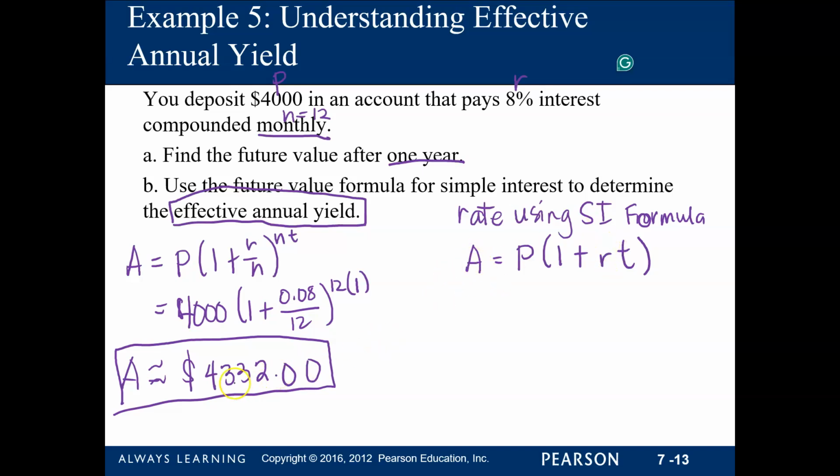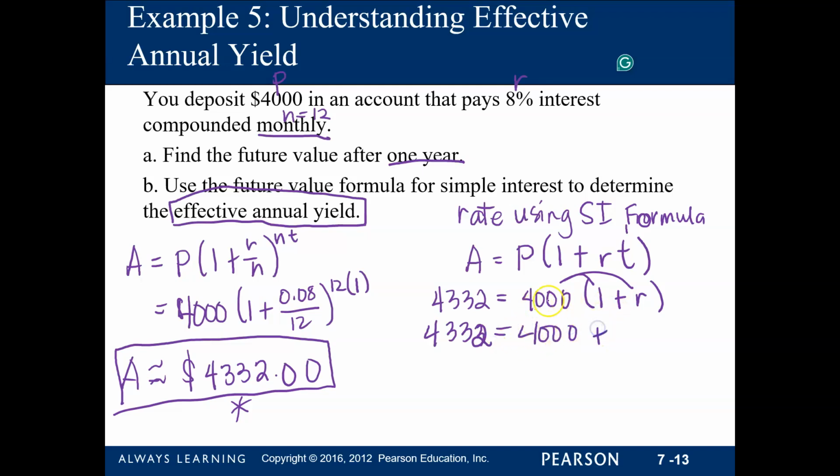So, A, the future value, is this one, okay? So, 4332 is equal to, the P is still the same, it was $4,000, times 1 plus the T. How many is the T? That's a 1, okay? So, 1 times R, it's just going to be R, all right? So, how do we solve for R? Algebraically, we distribute first. So, this is going to be 4332 is equal to 4,000 times 1, which is 4,000, plus 4,000 times R, which is 4,000 R.